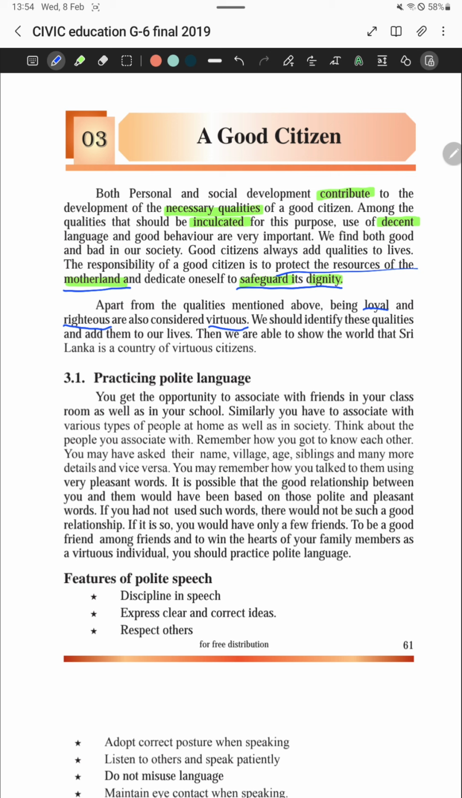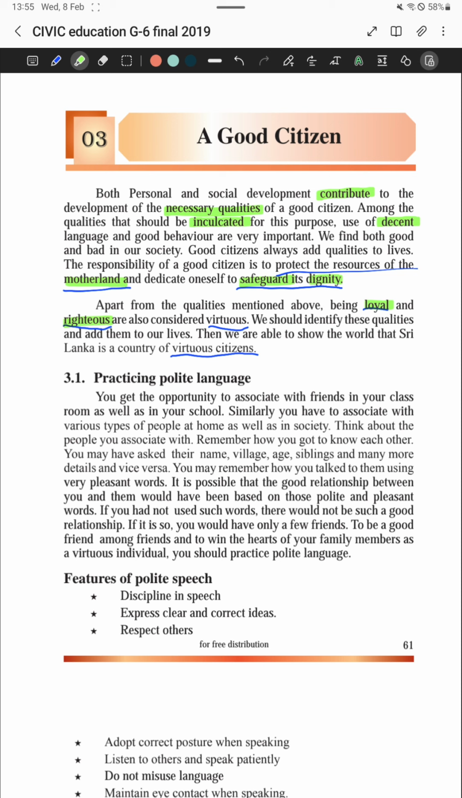We should identify these qualities and add them to our lives, right? Then we are able to show the world that Sri Lanka is a country of virtuous citizens. You are a valuable citizen if you follow the things that have been mentioned in this paragraph, right? If you are a loyal one, and also if you are a righteous one, and also if you safeguard your country's dignity, if you safeguard your country's resources, right? And if you use decent words to speak, and also follow good behavior, then definitely you are a virtuous person for this Sri Lanka, or for your motherland.